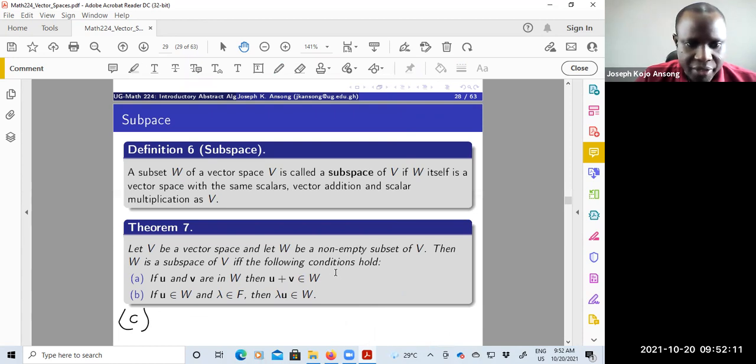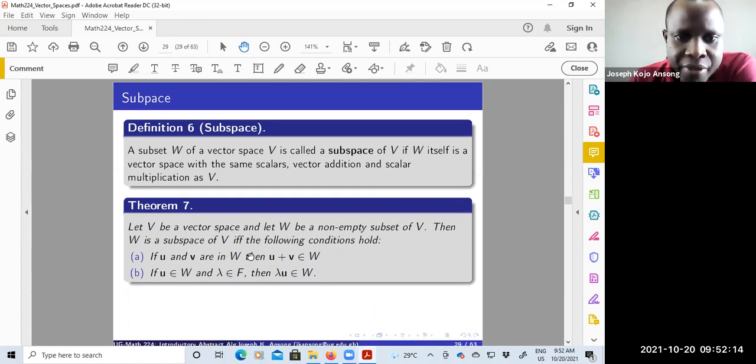It's actually not a difficult proof. It's an if and only if theorem. So the first part is that we assume that W is a subspace, and then we prove that these two conditions are satisfied. Then we do the converse, where we assume that A and B are true, and then we prove that W is a subspace. In the converse is where we do a little work.